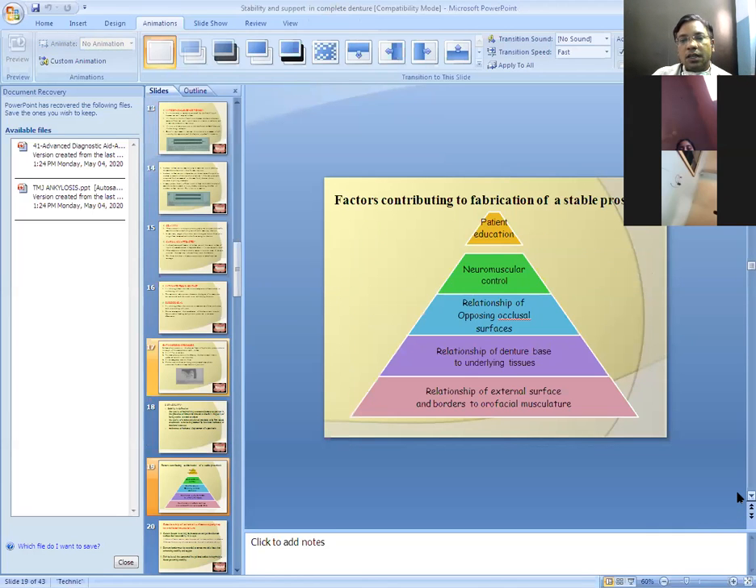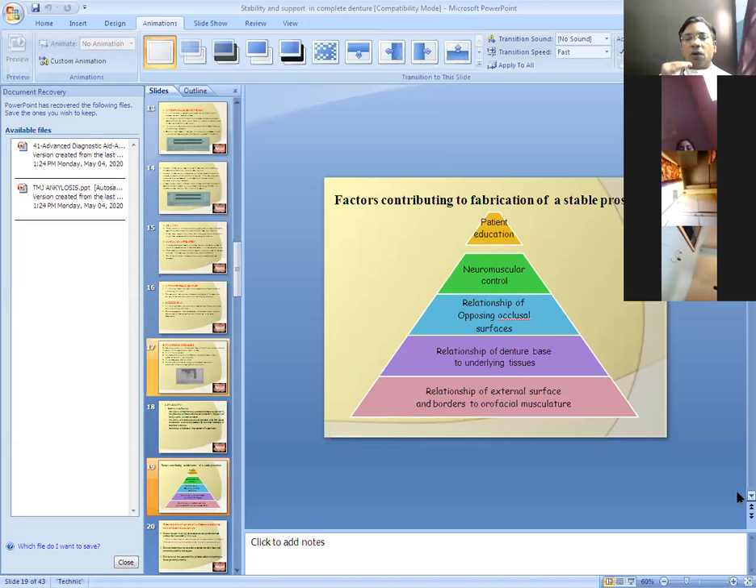So what are the various factors that affect the stable processes? First factor: neuromuscular control. The patient should have very good neuromuscular control. Second factor: relationship of opposing occlusal surfaces. That means your occlusal table, your occlusal plane, should be at or below the corner of the mouth, so the tongue rests over the occlusal table, and then the denture will be stable.